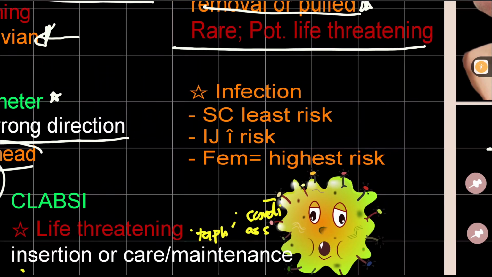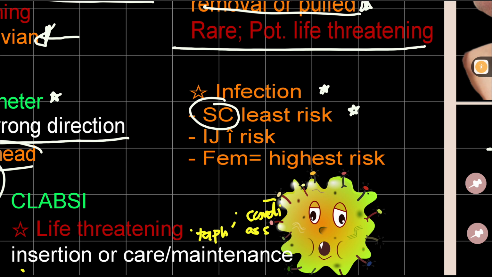Like that. Now, the next risk is, I'm pretty sure you're familiar with this, infection. Now, I'm gonna give you the risk for infection depending on the site. Alright, so sa SC, subclavian mo, this is the least likely to acquire infection. Least likely, but still you can get infection because definitely that's still your central line, a foreign body that you're gonna insert to the patient.